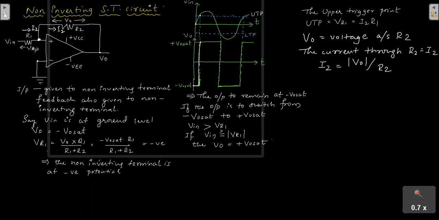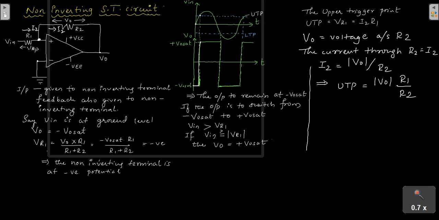Now here I have written VR1. You can see VR1 is equal to I2 into R1. My I2 is V naught by R2. Therefore, I can write UTP is equal to V naught into R1 divided by R2. So this is a very important point to be noted here, right?